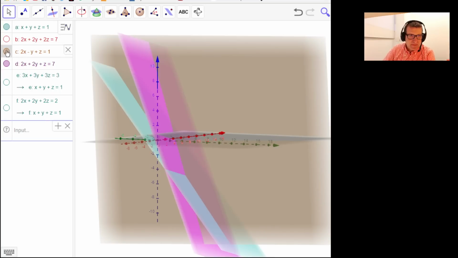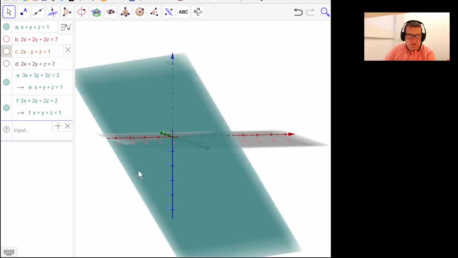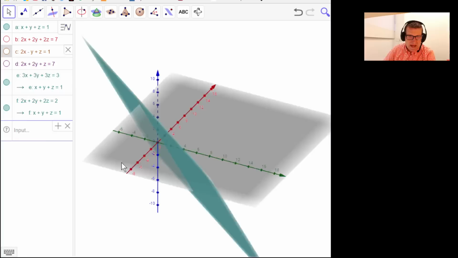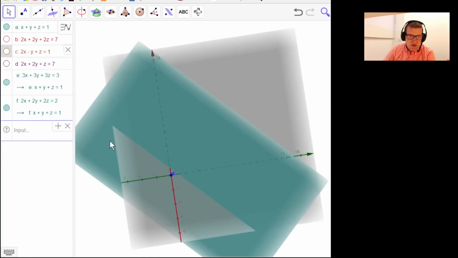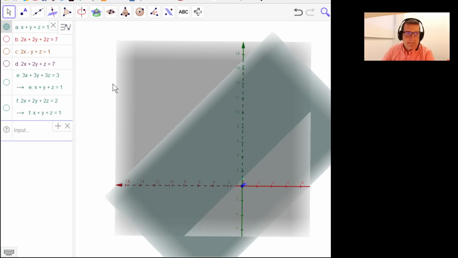Okay, and what about, say, when the planes are identical? Well, there you go. It's just one plane, and in fact, GeoGebra has simplified the algebra there. So if I take that off, it gets a bit lighter. If I take that off, it gets a bit lighter. Okay. Now, what I haven't done here, I haven't shown you a line of intersection.